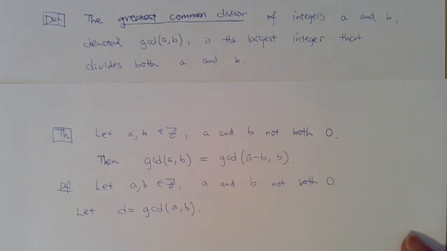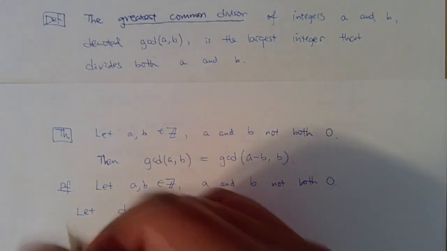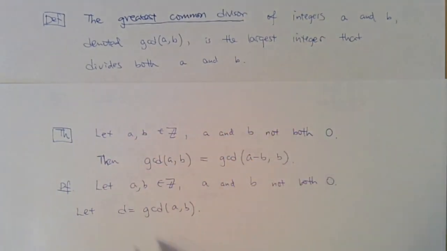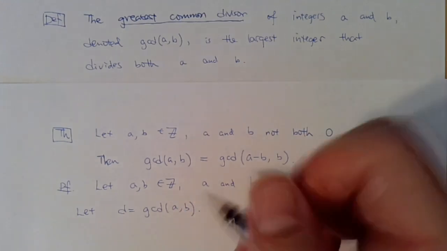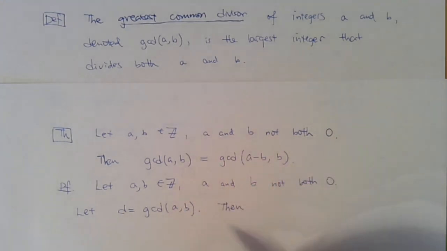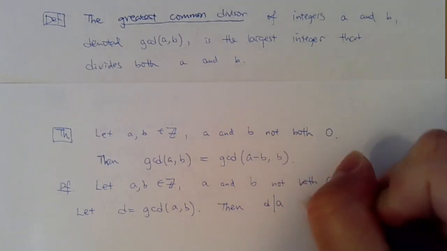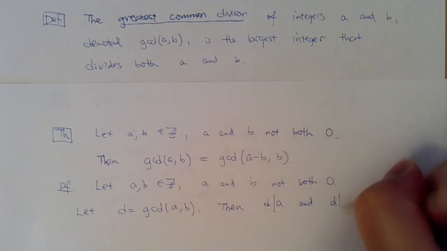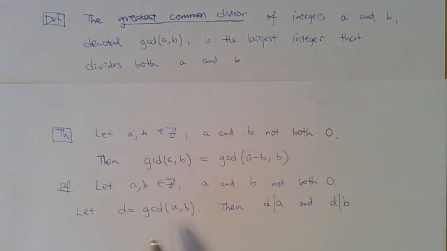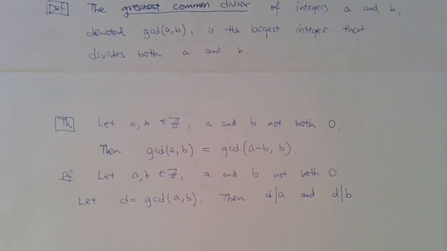So that's our strategy. If we have D as the GCD of A, B, then in particular D is a divisor of A, and D is a divisor of B. I'm not even going to talk about the fact that D is the greatest among them, just the fact that D is a divisor of A. So then D divides A and D divides B.